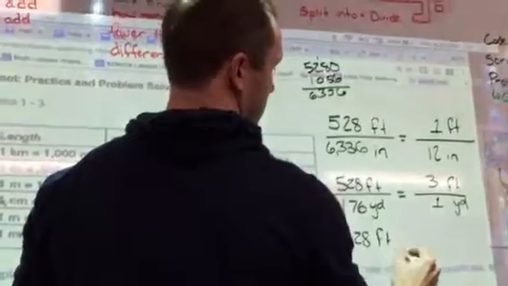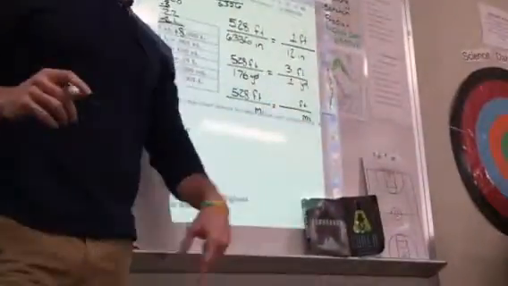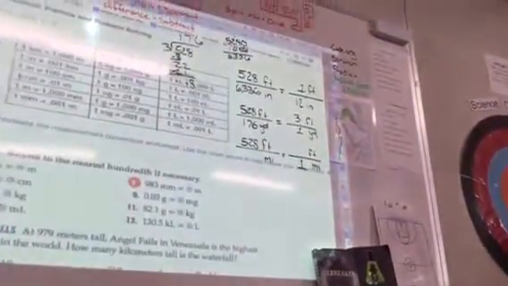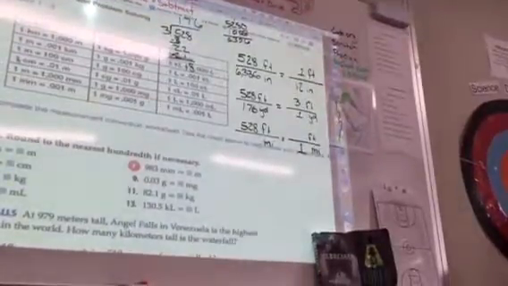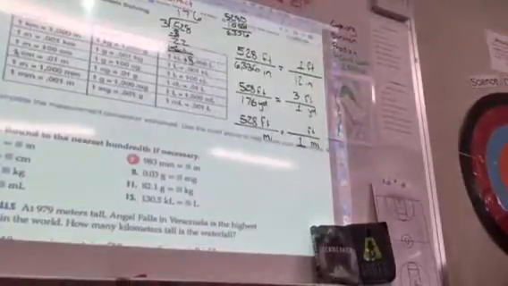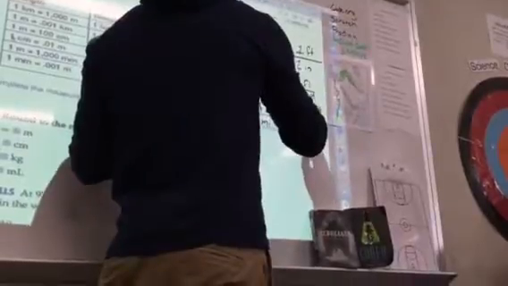Okay, let's do one more. 528 feet. Let's go to miles. Who knows this one? We want to go from feet to miles. Who knows that relationship between feet and miles? What does 1 mile equal? If you didn't know this, could you look it up? Yeah. Do you have a Chromebook? Okay, good. So what's the relationship between feet and miles? 5,280.